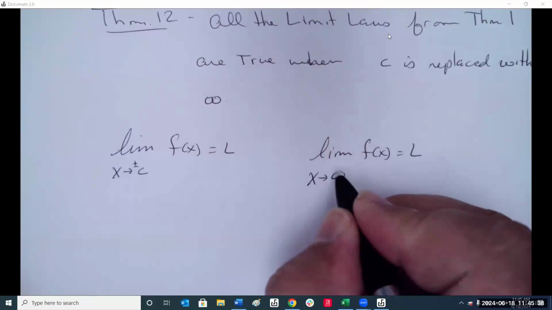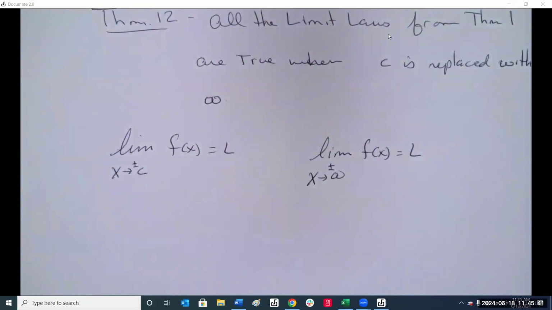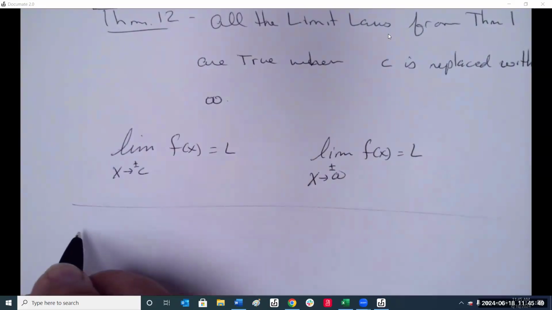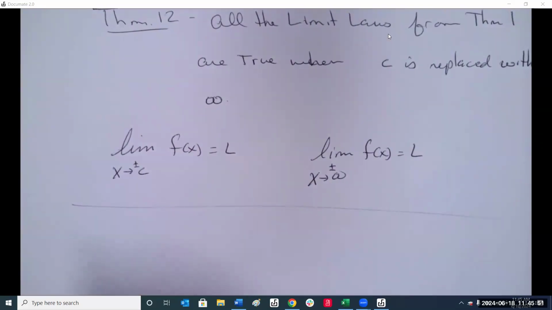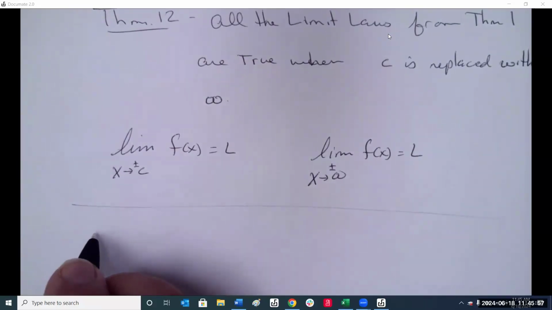And we say plus or minus here. It doesn't matter. The same rules hold. So we're going to follow the same. We don't have to learn any more laws for those. I don't see why they made it a theorem. They should have said, here's a note. The same rules exist.